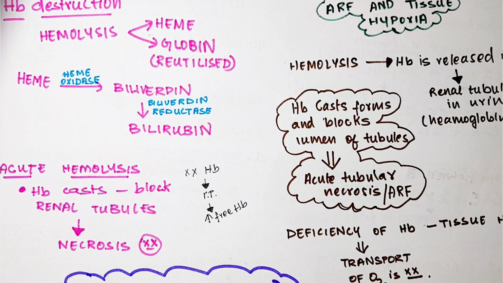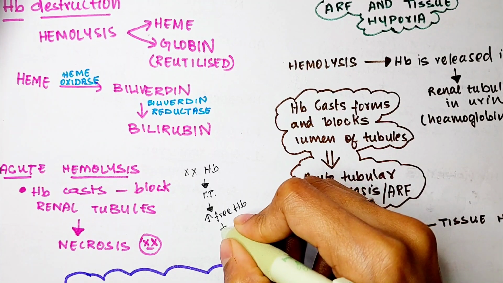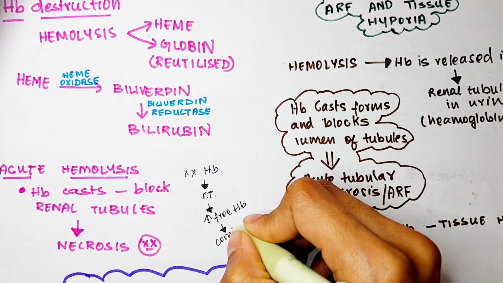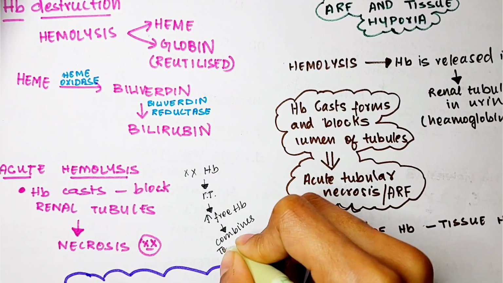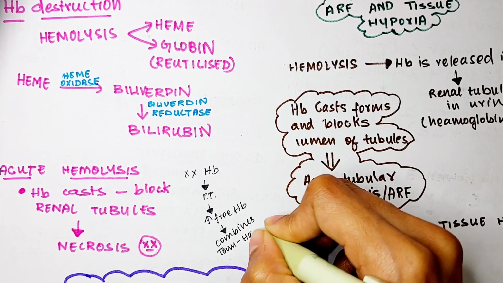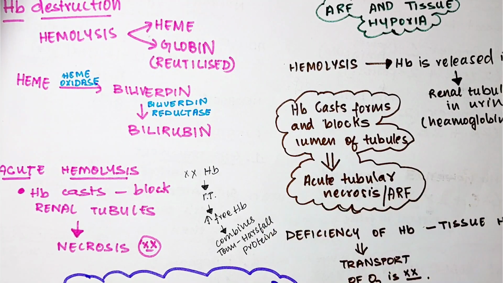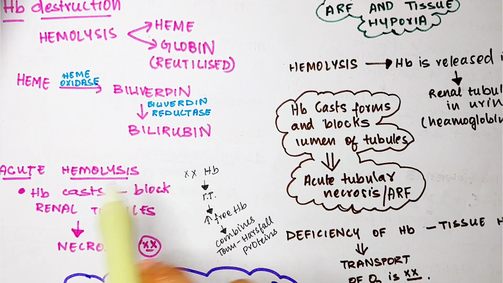Now, this high amount of free hemoglobin would not just sit free. It's not going to mind its own work. It has to interact with our system. So it goes and combines with something called Tamm-Horsfall proteins, resulting in the formation of Hb casts that tend to block the renal tubules. Once the renal tubules are blocked by these Hb casts, it's going to form necrosis.